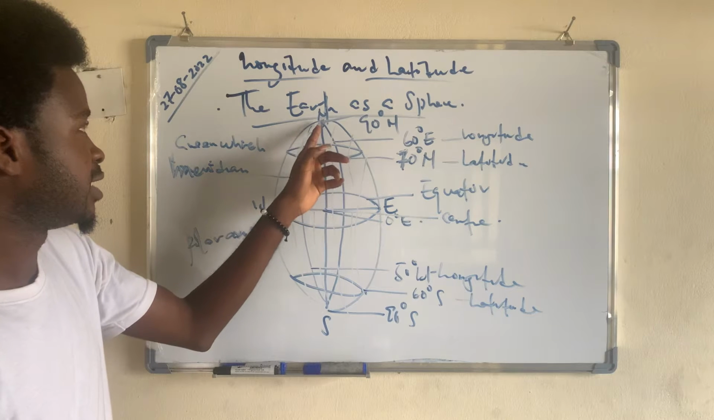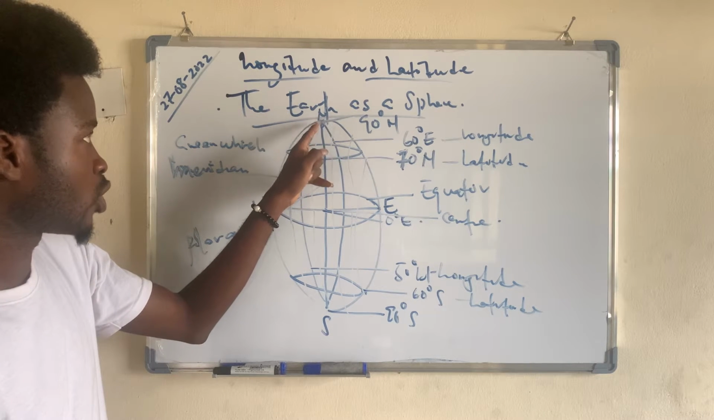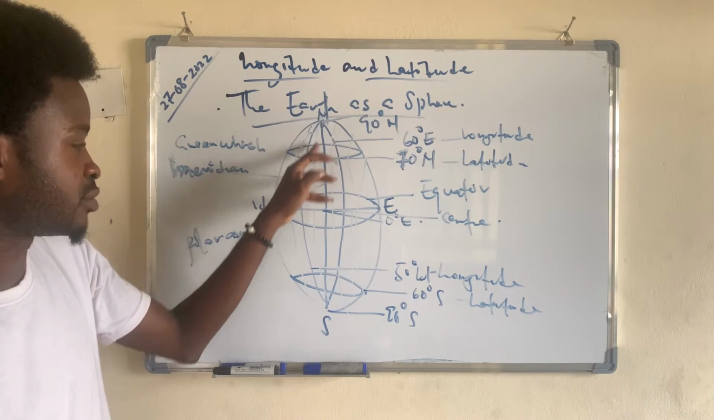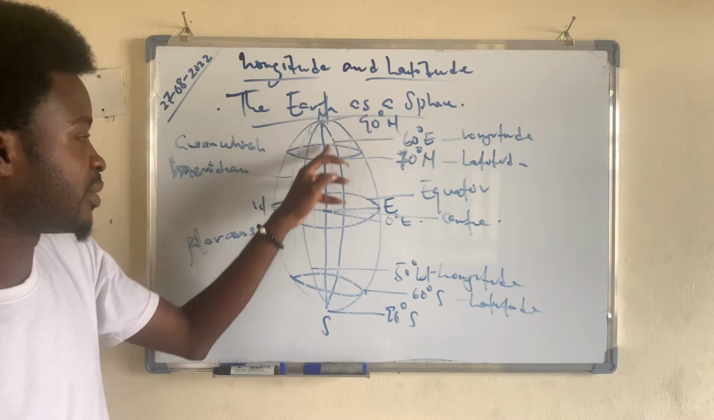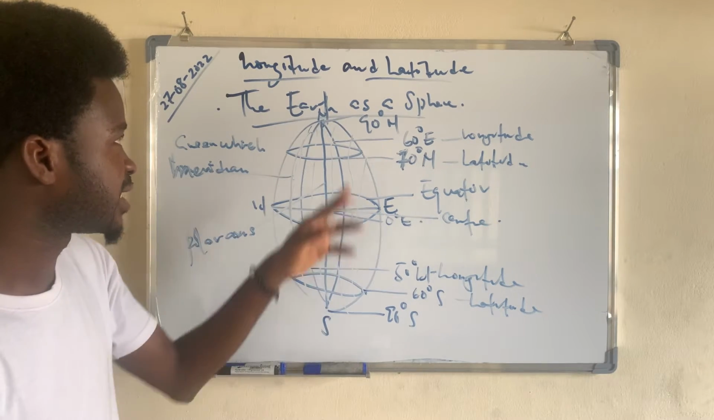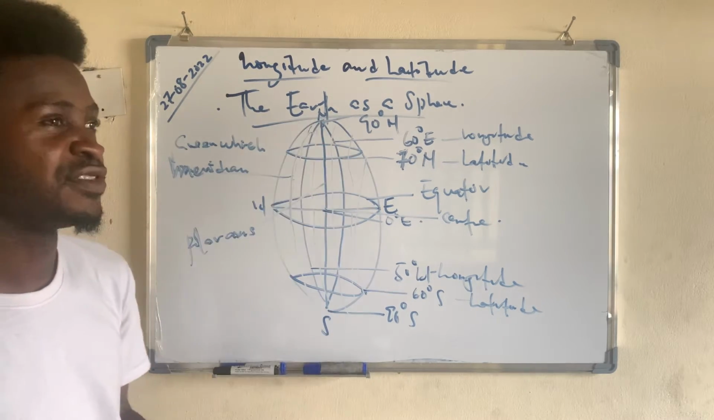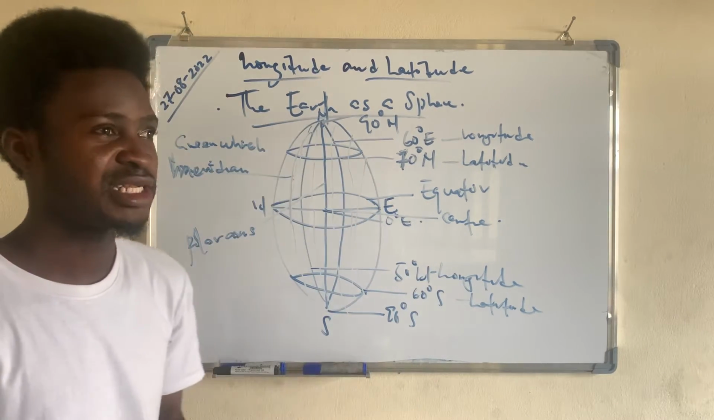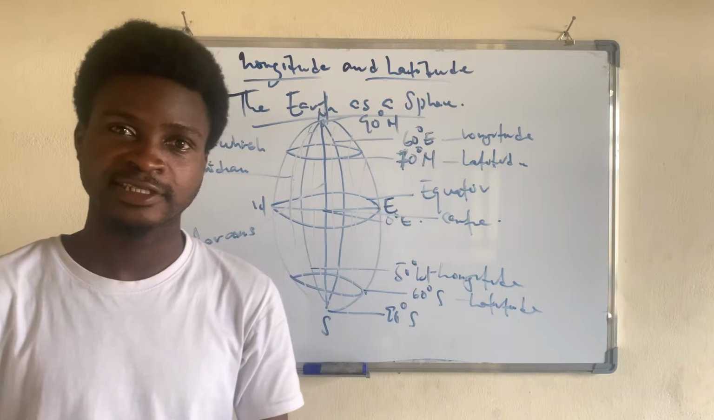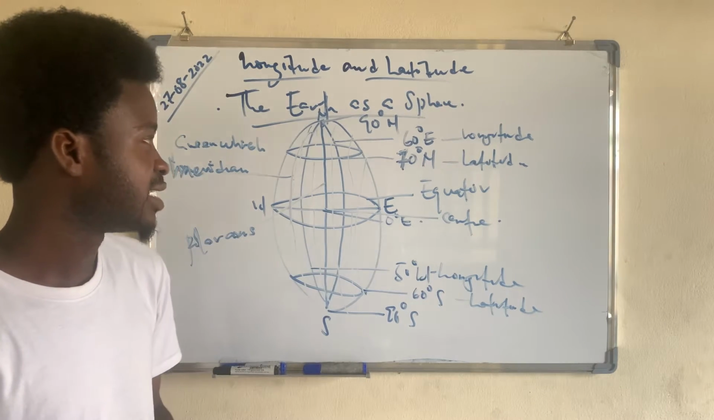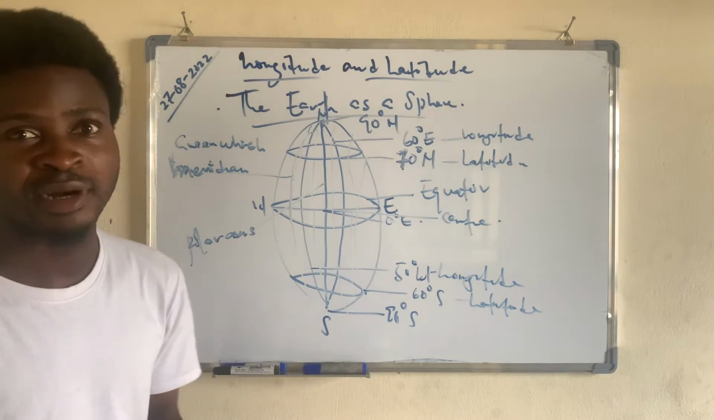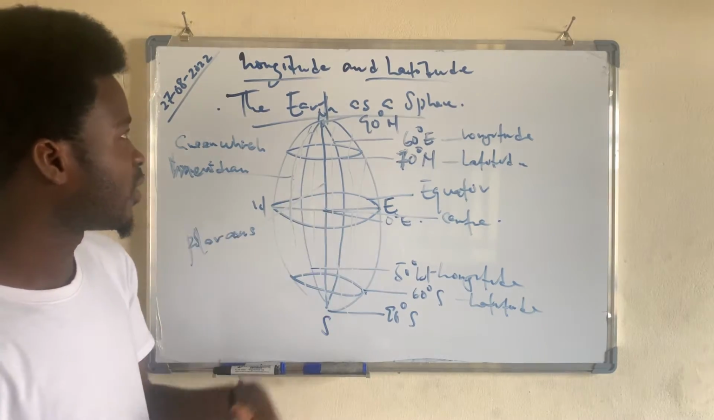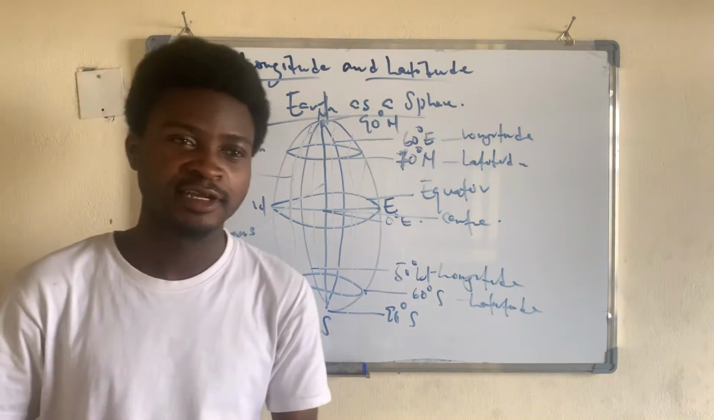Our polar axis is the line drawn from the north to the south that passes through the center of the sphere. It is the vertical line from the north to the south, and divides the Earth vertically into two equal parts. So that is our polar axis.